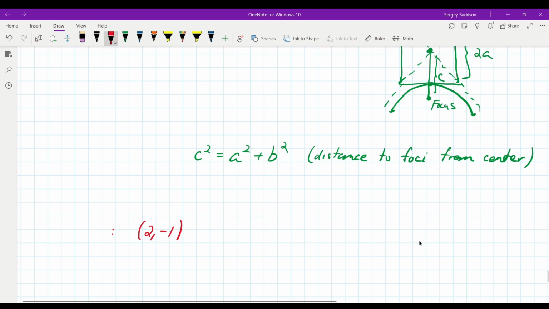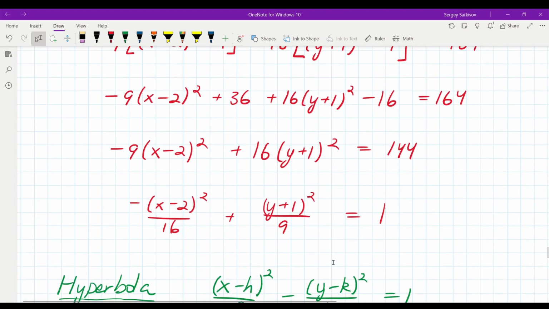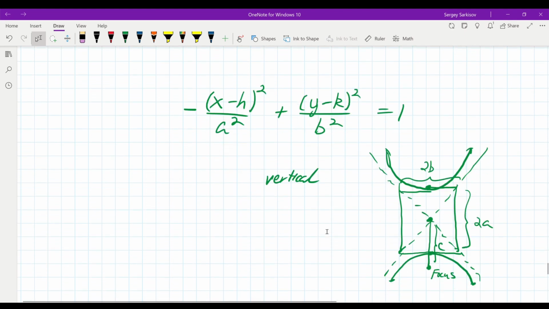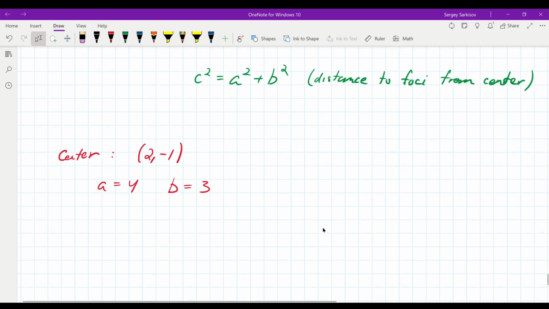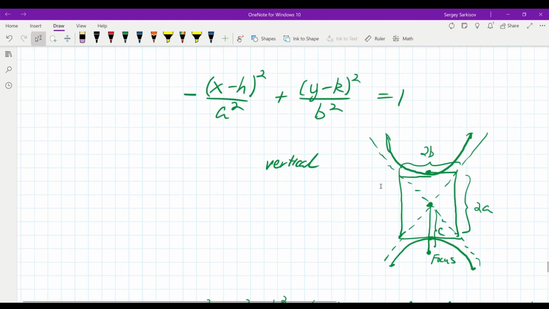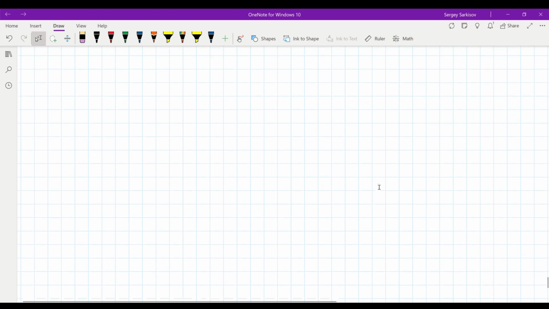Well, anyway. Now, center, that's the idea. Now, what is A? A is 4, square root of 16, and B was 3, square root of 9, right? Let's look above. And what's C? If you add 16 and 9 and take the square root, C is equal to 5, right? Square root of 4 squared plus 3 squared is 25, so the square root of 25 is 5, okay? Is this a vertical or horizontal? It's vertical, because you have a negative x squared plus y squared, right? So we have vertical.